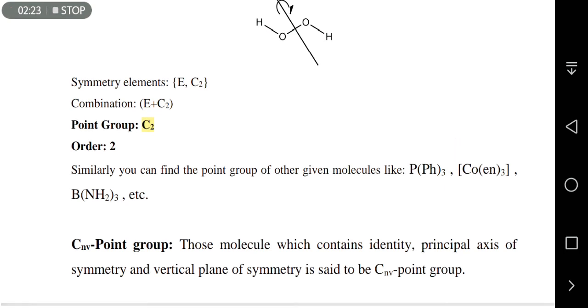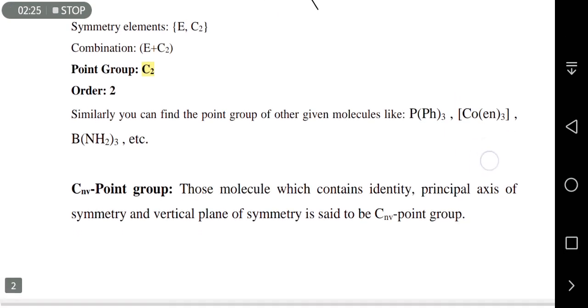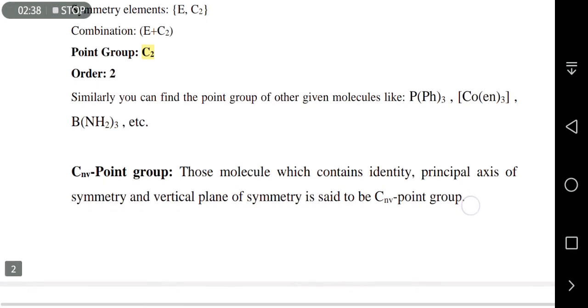Similarly, you can find out the point group of other given molecules like PPh3, Co(en)3, B(NH2)3. Please try to solve them by yourself and draw the correct structure. Then I will discuss it in the next video and tell you the point group of these molecules. So this time you have to draw by yourself.